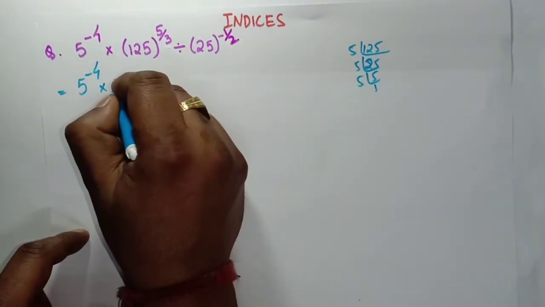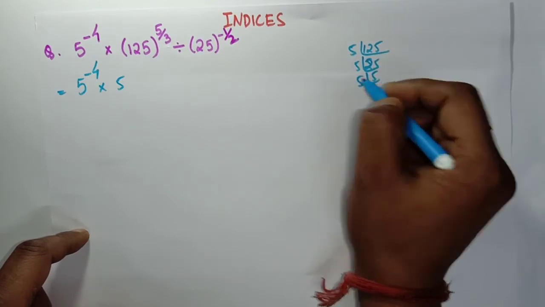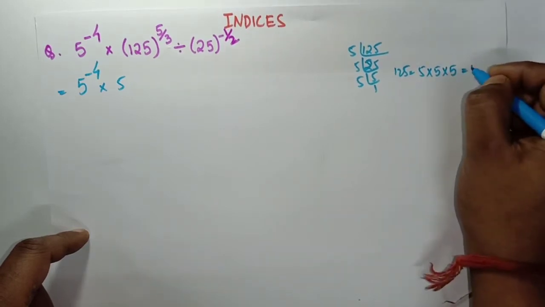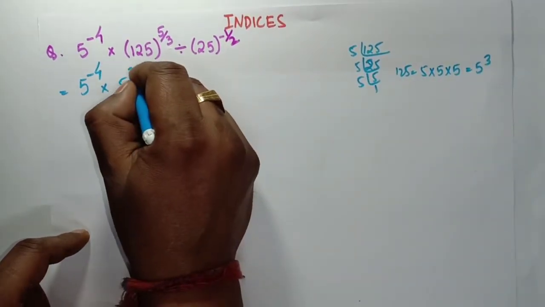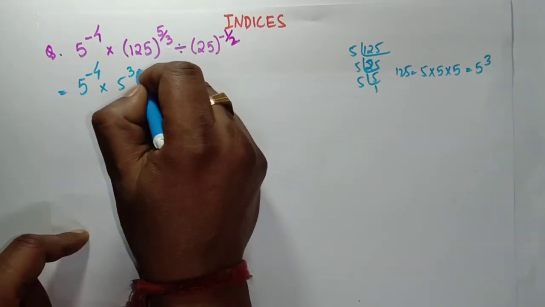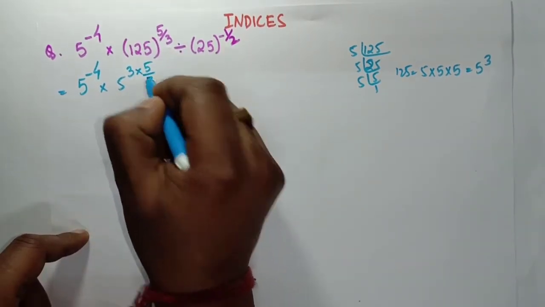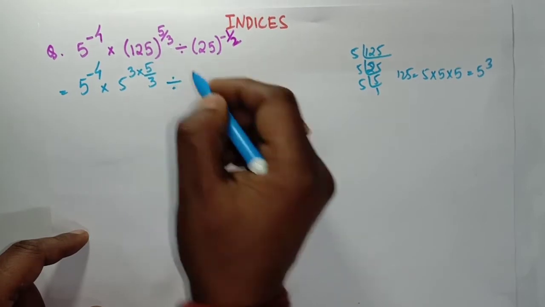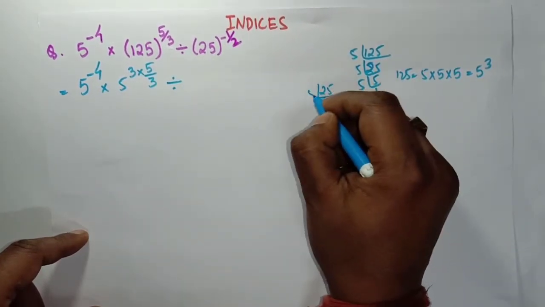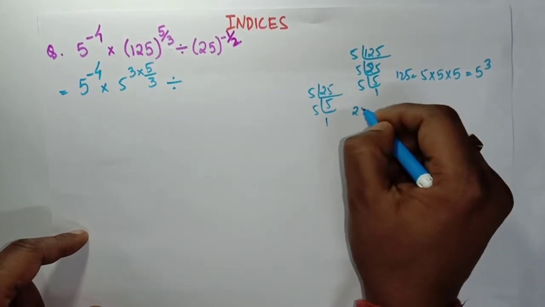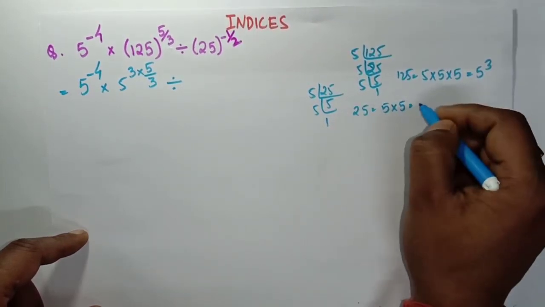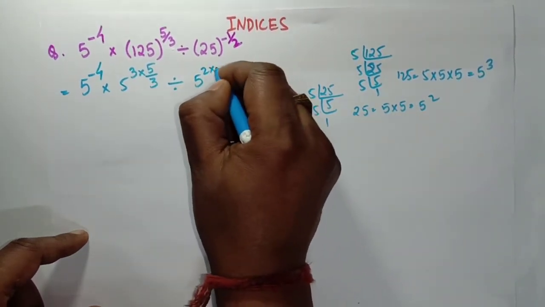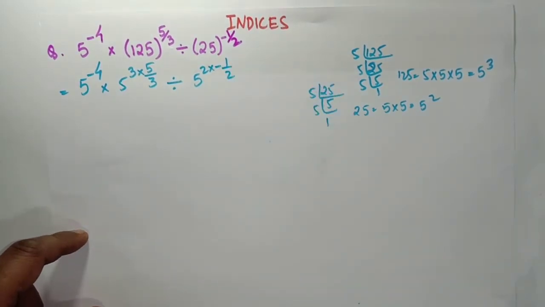So what can I write? 5, how many times? 3 times. So 125 means 5 into 5 into 5, which is 5 cube. So directly I can write 5 cube. You can see the bracket multiply, that means this will be 5 by 3. Divide is there, so I'll write divide like this. Now 25, what can I do? 25 LCM again, 5 5s are 25, 5 1s are 5. So I can write 25 as 5 into 5, which is 5 square. That means this I can write 5 square to the power minus 1 by 2.